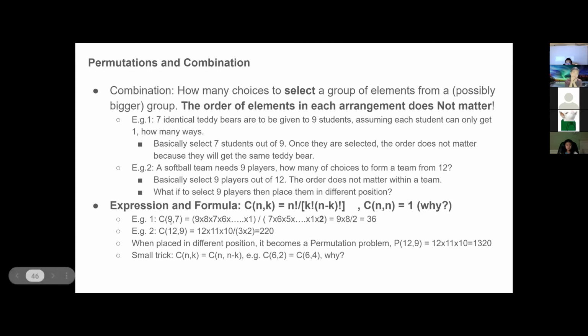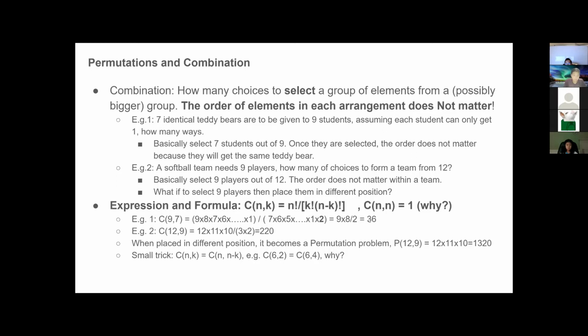So if you look at C(9,7), it's basically the whole thing divided by 7 factorial and then divided by 2 factorial. So basically 9 times 8 divided by 2. Actually, is that right? 9 times 8 divided by 2, yes, 36.